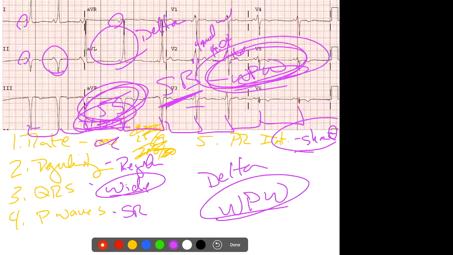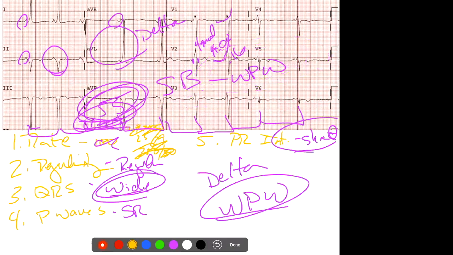Mr. Roberts. Yes. Does the WPW have to be regular or irregular, or does it not matter? It doesn't matter. It's these 3 things here: the wide QRS, the short PR, and the delta wave.